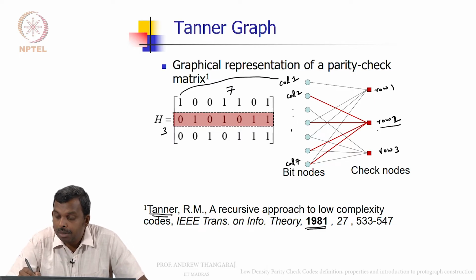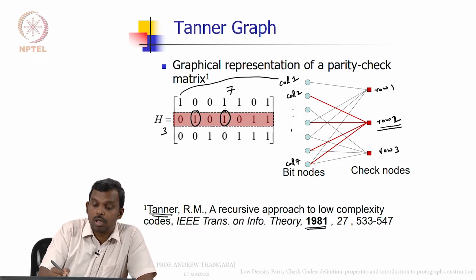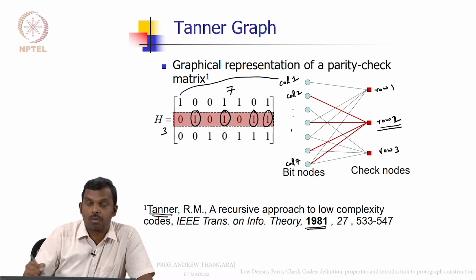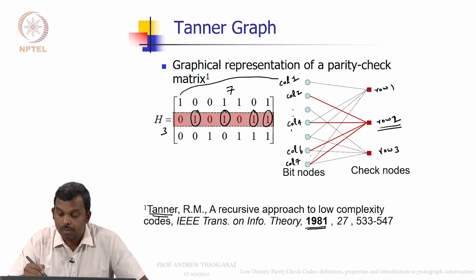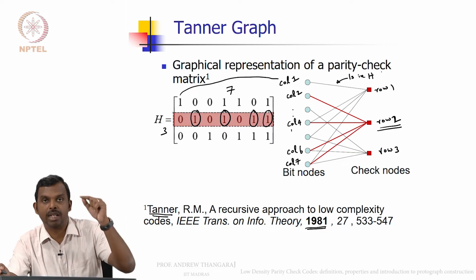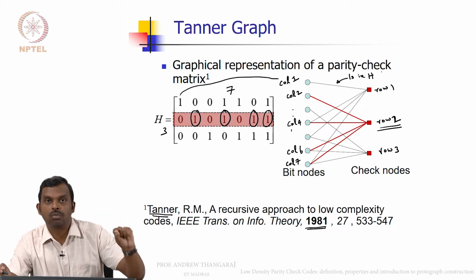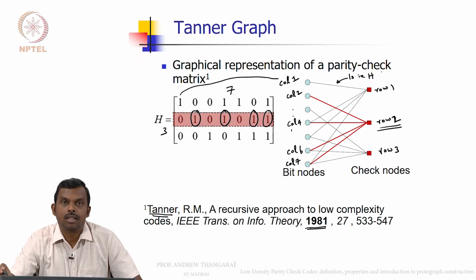And how do we connect? Let me take row 2 as an example. Row 2 in the parity check matrix has ones in column 2, column 4, column 6 and column 7. That is why the row 2 node here is connected to column 2, column 4, column 6 and column 7. So, the edges correspond to ones in the parity check matrix. Wherever you have a 1 in the row, you connect that row to that column. It is a very easy and straightforward way to associate a graph with a binary matrix. This is quite standard in different areas, and in error control coding it is called a Tanner graph, after the person who came up with this notation.